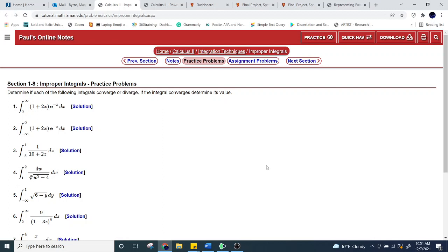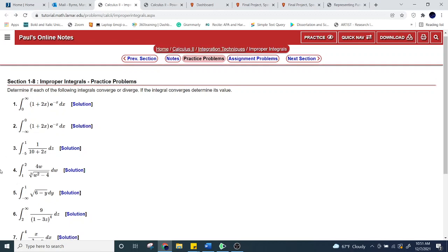So number one, I would say this needs to be integration by parts. You've got two functions being multiplied. 1 plus 2x is a polynomial. e to the negative x is exponential. So of course, if you remember your LIPET rule, P, polynomial, comes before exponential, so that means 1 plus 2x is going to be our u.